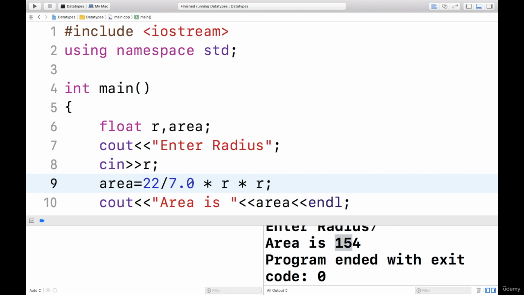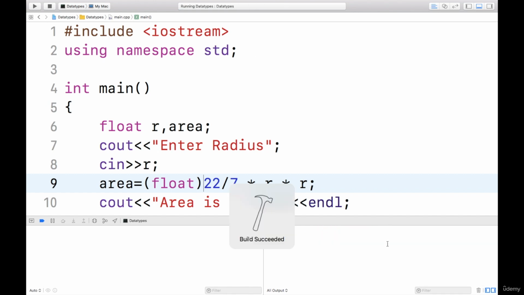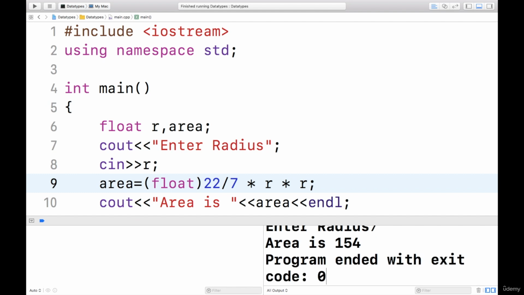The other way, instead of making it as 7.0, I can also write float in front of this. And let us check now again. 7, 154. See, if I don't write that, it was taking 22 divided by 7, so it will divide to 3 times. So it was taking just 3. So decimal part was removed. Decimal part was truncated. So by converting into float, we are getting the correct result.